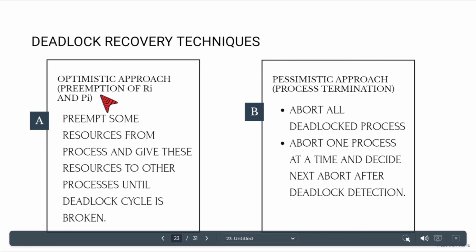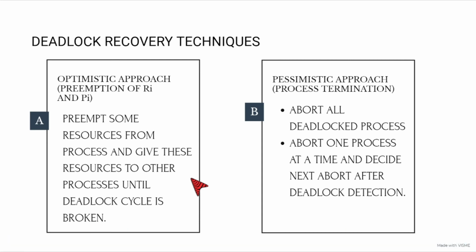Optimistic approach is preemption of resources and processes, that is forcefully taking the resources and processes, preempt some resources from a process and give these resources to other process until the deadlock cycle is broken. That is, we have to forcefully take the resources from the process. Like I'm having a pen, okay, and I am the process. You need to take the pen forcefully from me and give it to another process, like my friend. Okay, I am there and my friend is there.